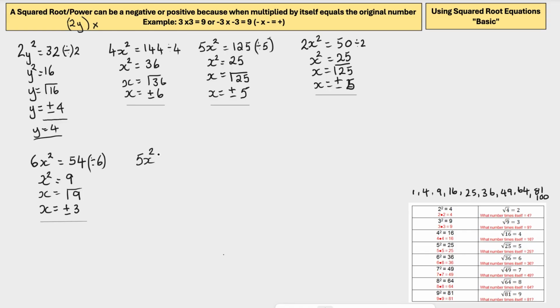5x squared equals 320. Same again, divide by 5. x squared equals 64. Common number, we know 64 is a definite square number. Take the square root over. And we know by looking at this that the square root of 64 is 8, because 8 times 8 is 64. And obviously, plus or minus, 2 possible answers.